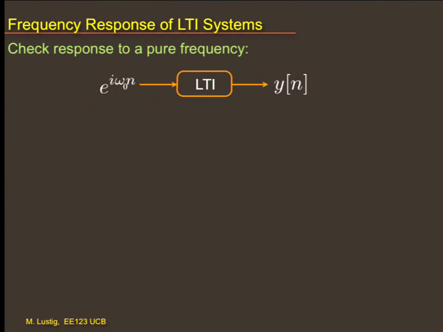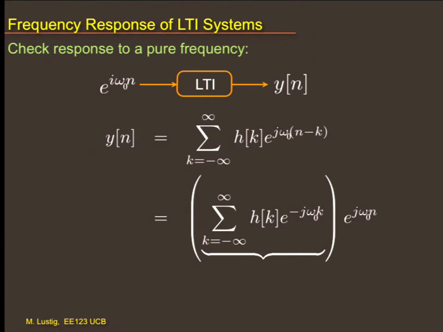Take the DTFT of the impulse response. Let's compute the DTFT of this, right? Okay, that's great. So y of n, the output, is the convolution between this input and the impulse response of that system. Great. Fantastic. Okay, so we want to compute this.